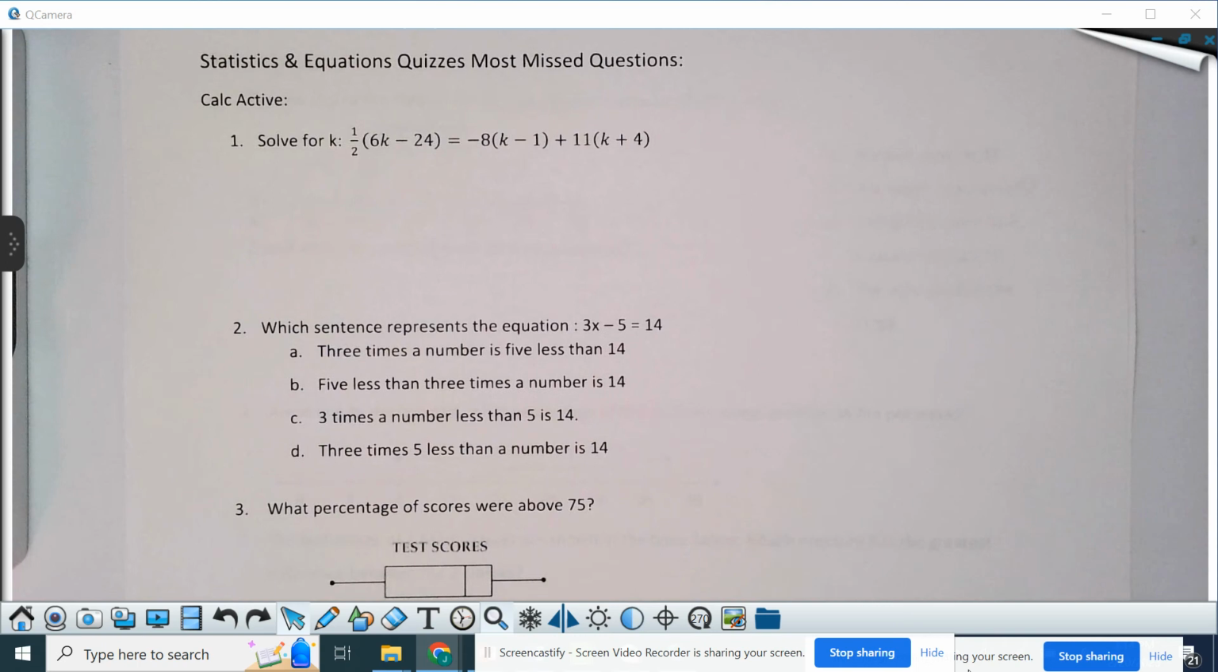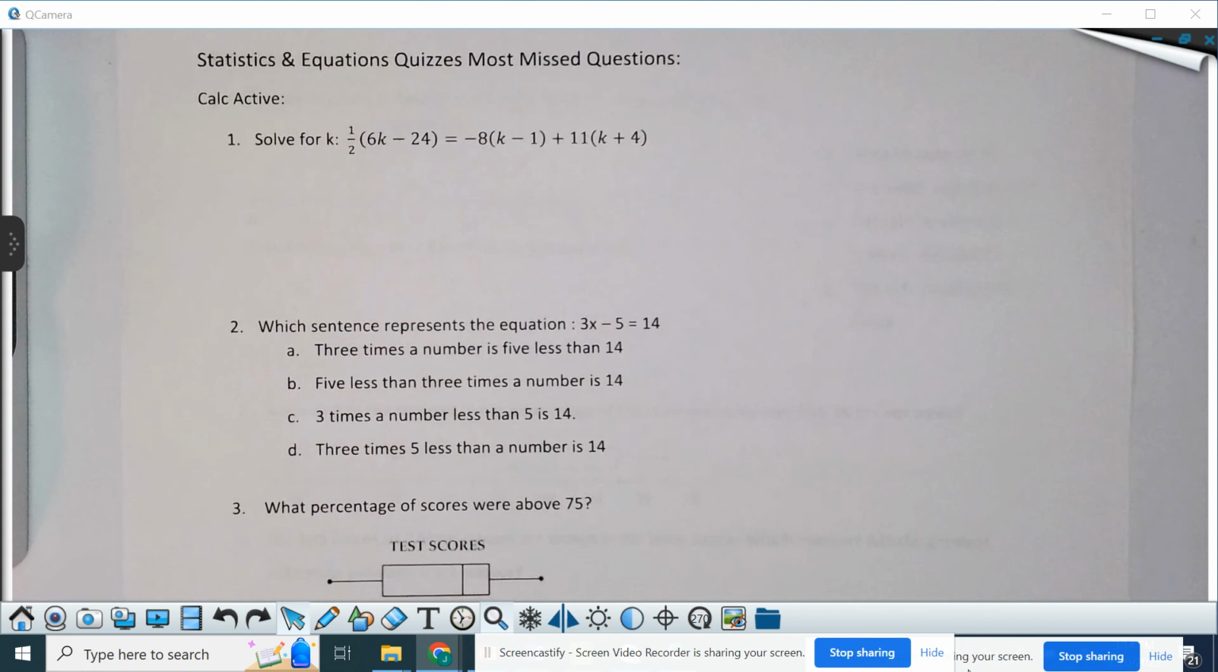So I went through and I found the questions from our last two quizzes, and we're going to do this today, and we're going to do it in our next live class as well, just to go back and review and discuss the questions and the answers you got. I pulled the ones that were most missed, so not all of them, just the most missed. This was all on the calculator active.